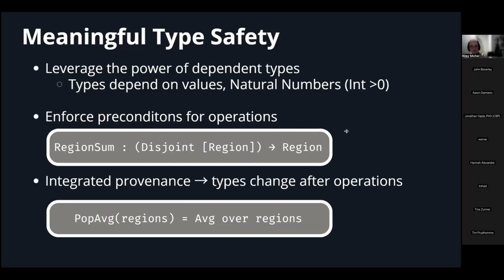And I'll take a little bit of a moment to acknowledge the syntax here because there may be varying levels of familiarity with this notation for describing types, and this is more like a functional programming, Haskell-like notation. So I say I have this operation called region sum, and the colon just denotes that this is the type of region sum. So what is this type? I have this thing called disjoint that is true over my list of regions, and I return a region, right?